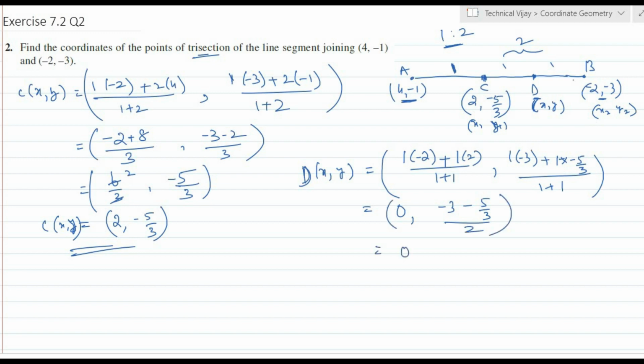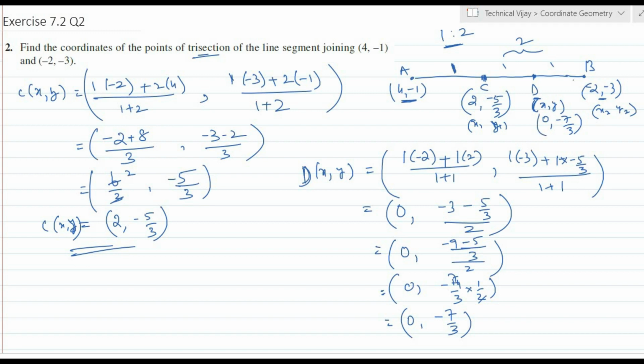So now here 0 comma, here we can take LCM in the numerator itself, minus 9 minus 5 whole divided by 3 and 2. Okay, so this is equal to 0 comma, so here minus 14 by 3, minus 14 by 3 into 1 by 2. Okay, 2 sevens. So this is equal to 0 comma minus 7 by 3. So here these coordinates are 0 comma minus 7 by 3. Okay, these are the coordinates.